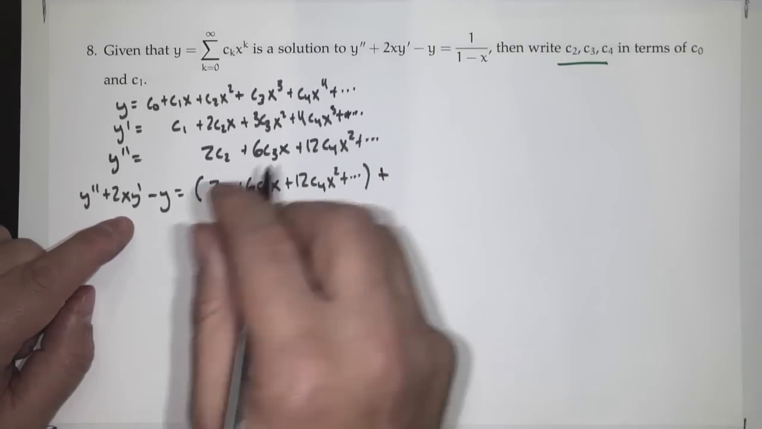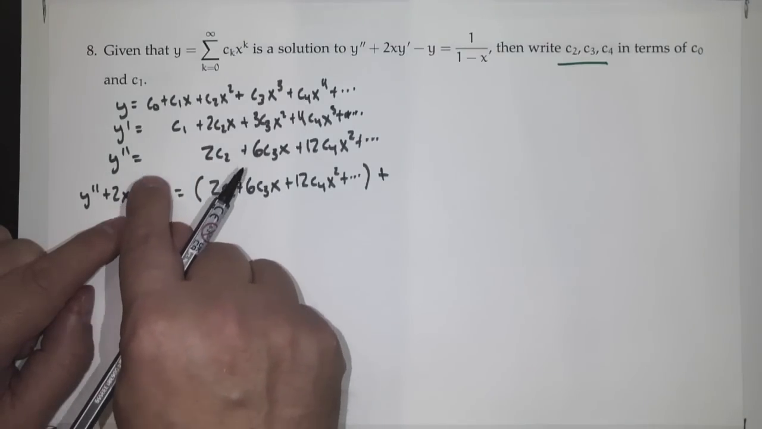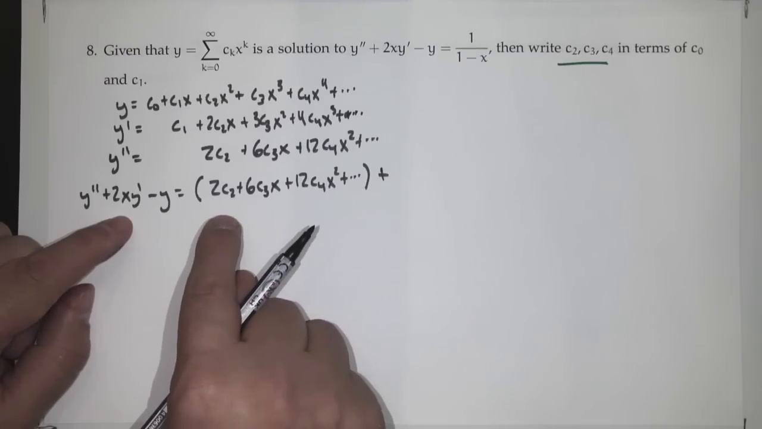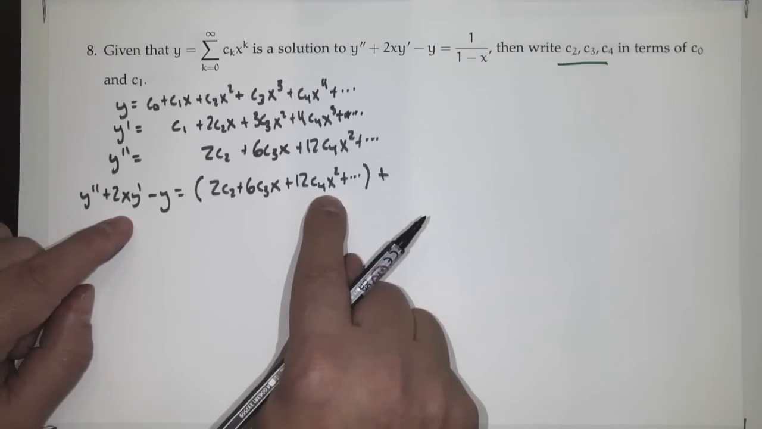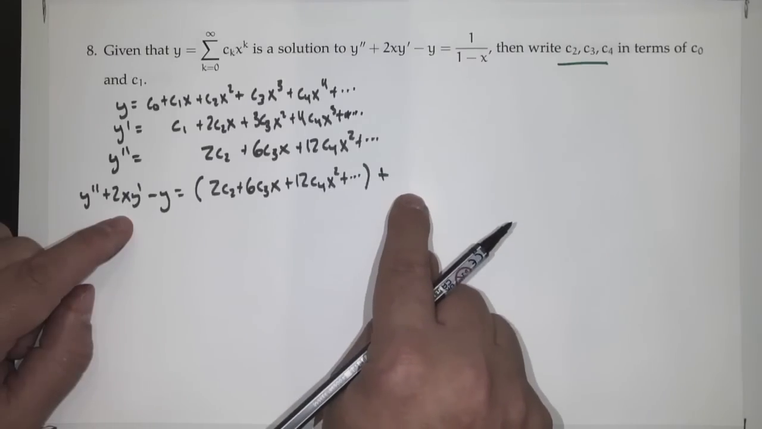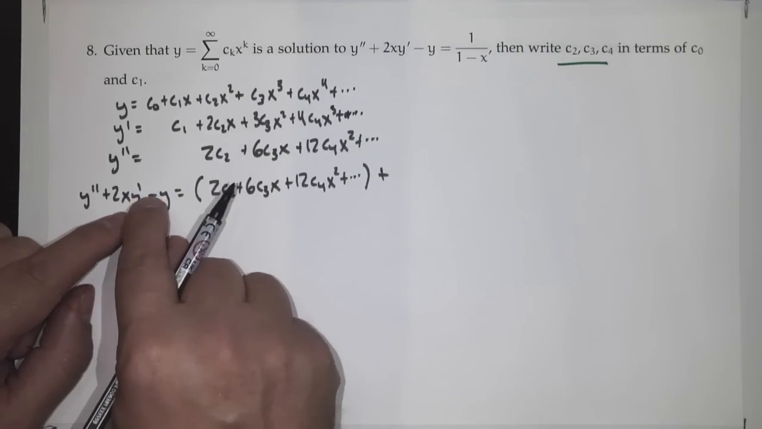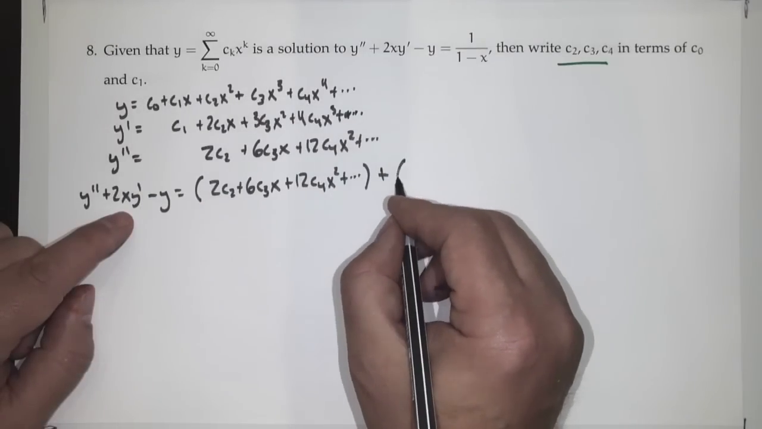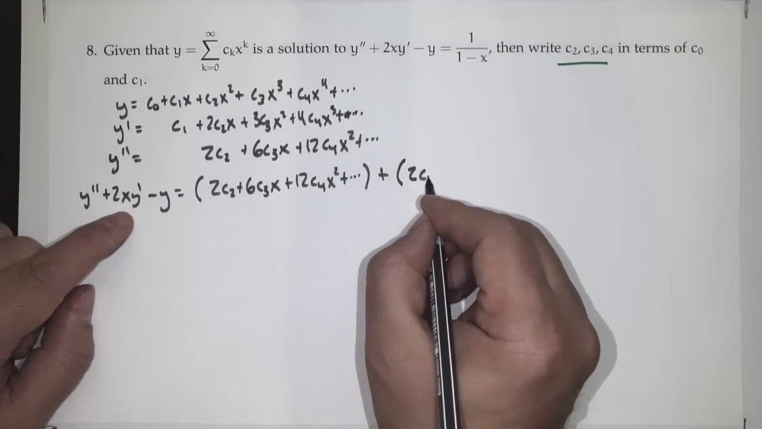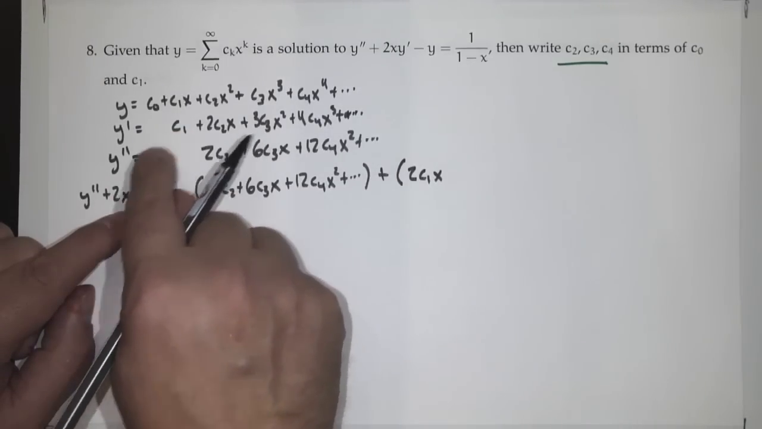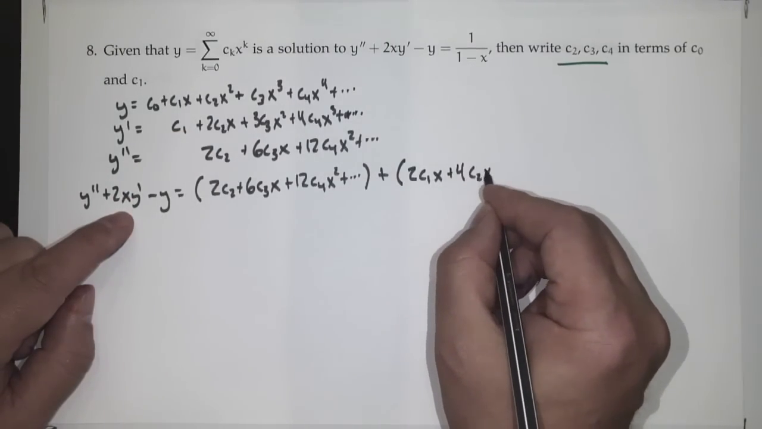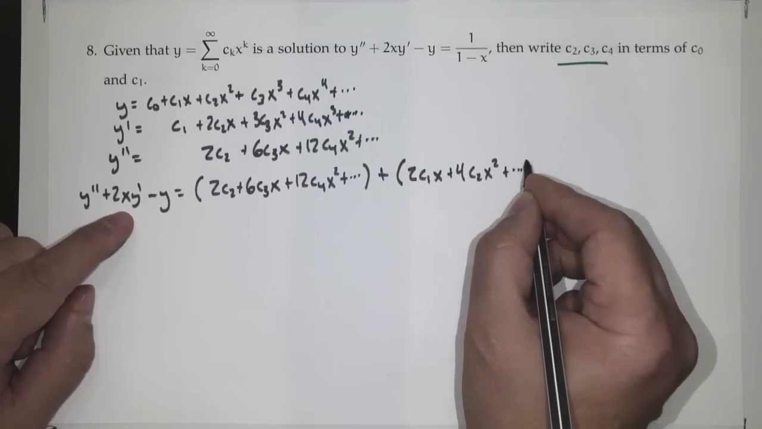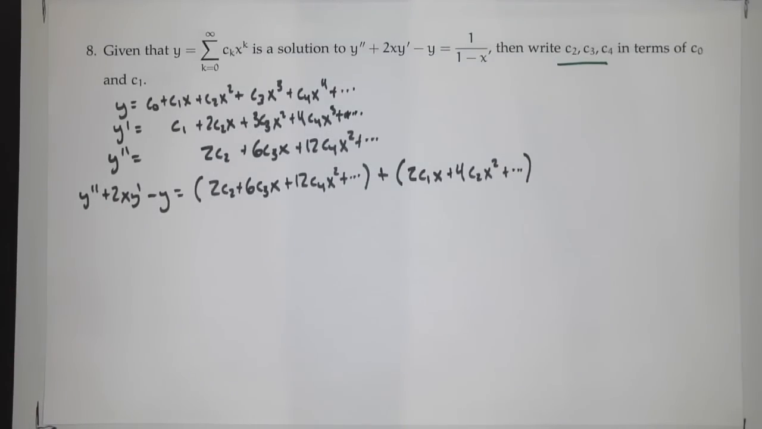Plus 2xy prime. So I'm going to multiply here by 2x. Now, I'm just going to point out here, notice how I stop at x squared? I don't need to go anything past x squared again. So 2xy prime would be 2c1x, because I'm multiplying here by 2x, plus 4c2x squared, and then higher order terms.